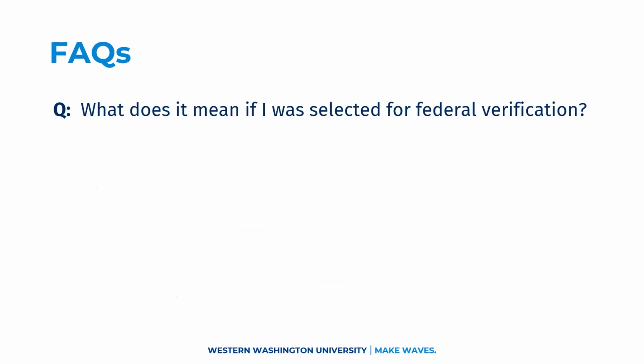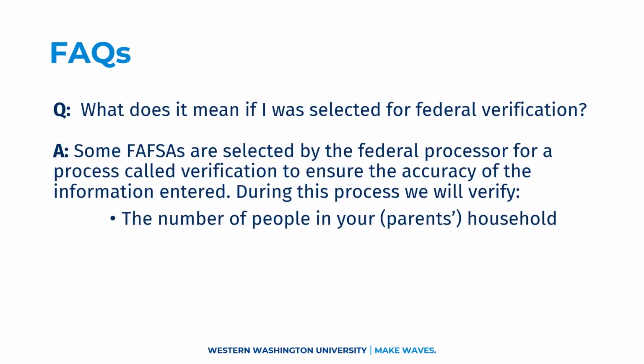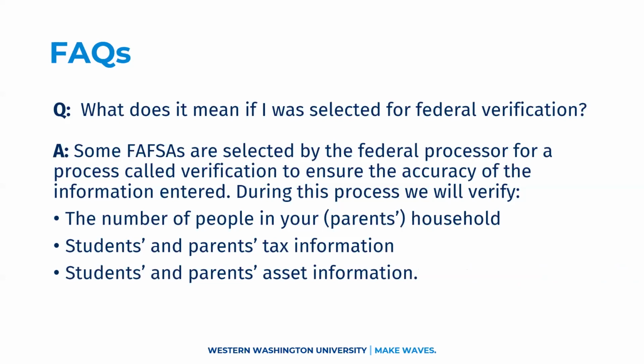All right, some of you may have heard the word verification thrown around a bit and might be curious about that, what it means if you were selected for federal verification. So some FAFSAs are selected by the federal processor for a process that's called verification. And the intent of verification is to ensure the accuracy of the income and asset information entered into a FAFSA. So during the verification process, we typically ask for some additional information from a student to verify the number of people in the student's or maybe the parent's household for a dependent student, as well as tax information for both the student and parent from the applicable tax year. So for the 2020-21 FAFSA, we're looking at 2018 tax data, and then also asset information for both the student and parent.